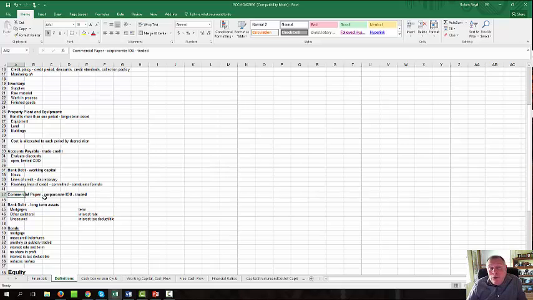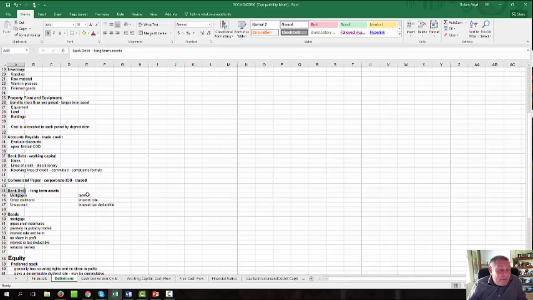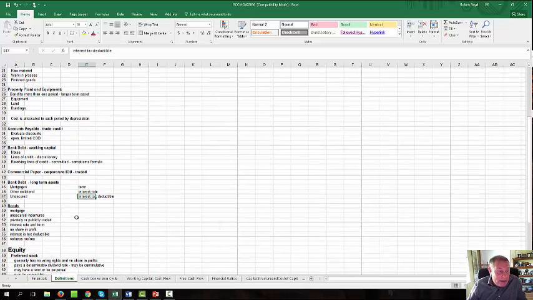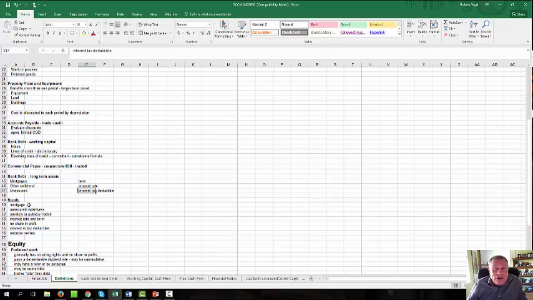Then we have commercial paper. Commercial paper is corporate IOUs, and it's just borrowed, and it's a marketplace. Then we have bank debt for long-term assets, and that includes mortgages, other collateral, that might be a piece of equipment, or just unsecured. And that has a term, how long we're going to pay it back, an interest rate, and don't forget that interest is tax deductible. That'll keep coming back.